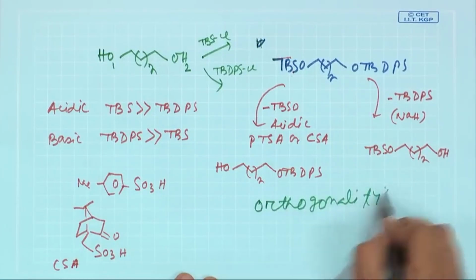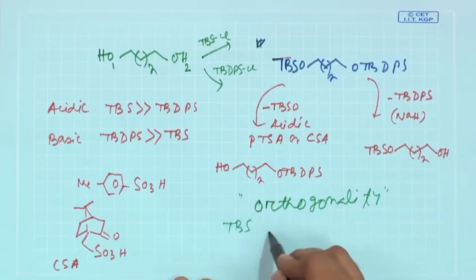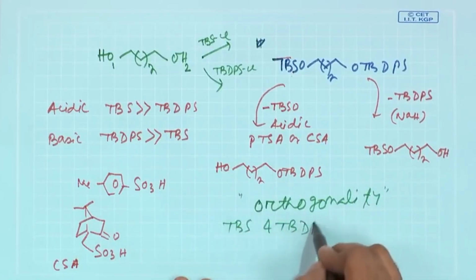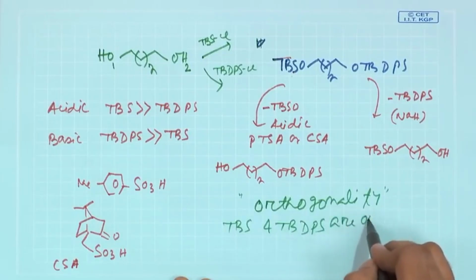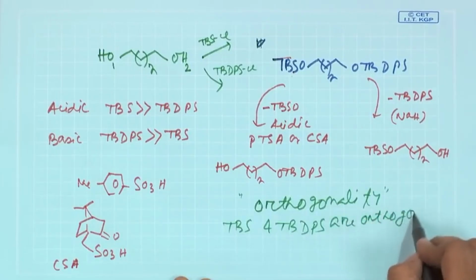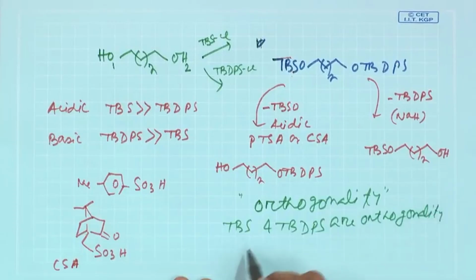Now, I say that TBS and TBDPS are orthogonal to each other, meaning these groups can be selectively deprotected or removed in the presence of one another. So, TBS can be selectively removed in the presence of TBDPS or vice versa, meaning TBDPS can be selectively removed in the presence of TBS. If your reaction conditions allow orthogonality, your synthetic pathway is much more efficient, and in that way you can fine tune the entire reactivity.